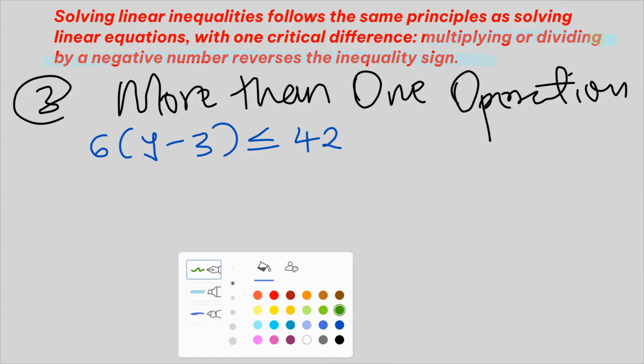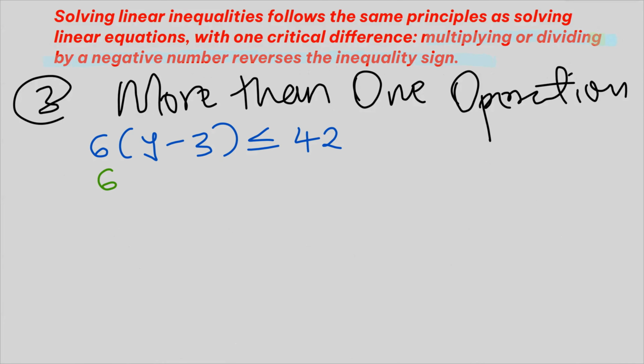So let's open the bracket. 6 times y is 6y, and then you have a negative here, and then 6 times 3 is 18. And so this is our sign here, is less or equal to 42. Now the next thing we're supposed to do is to take this negative 18 to the other side to isolate y.